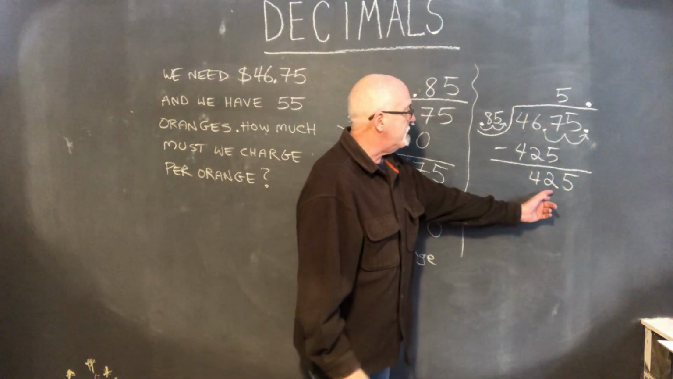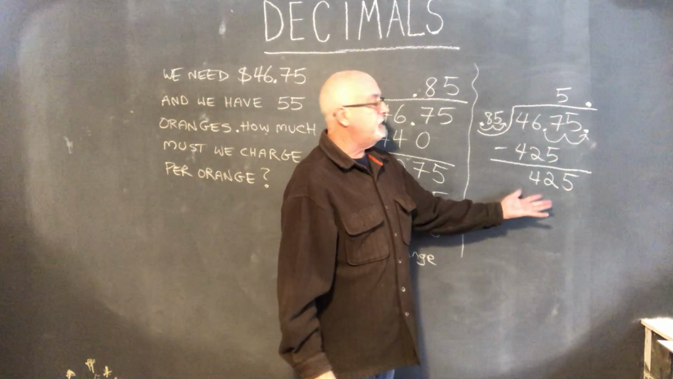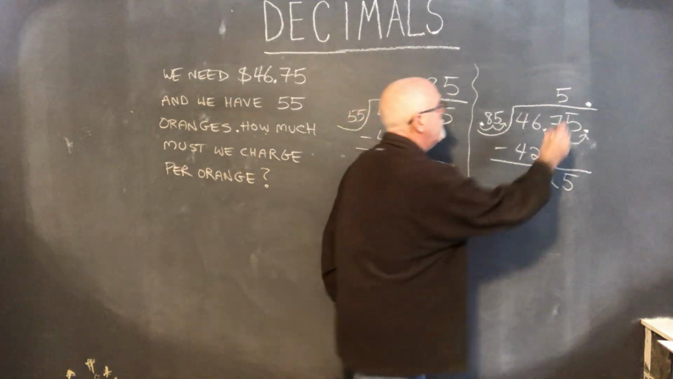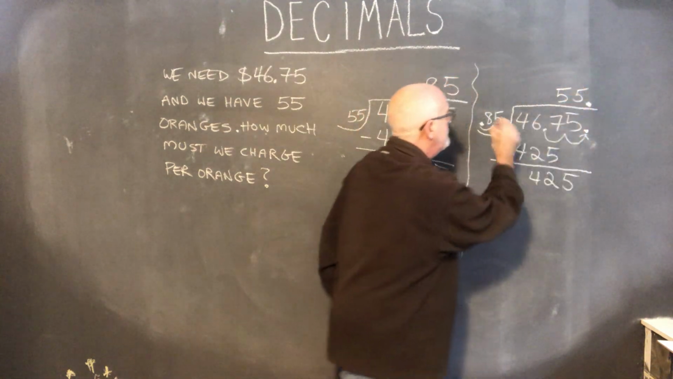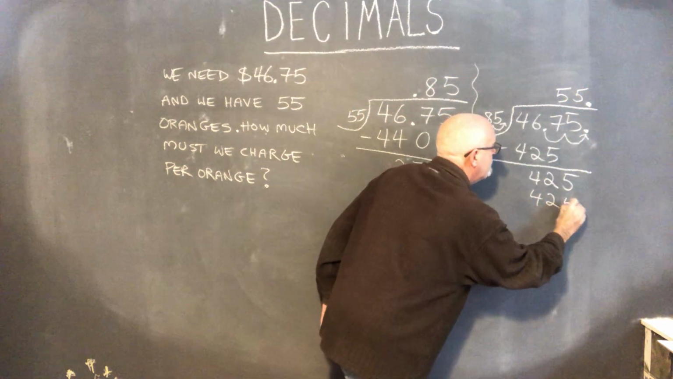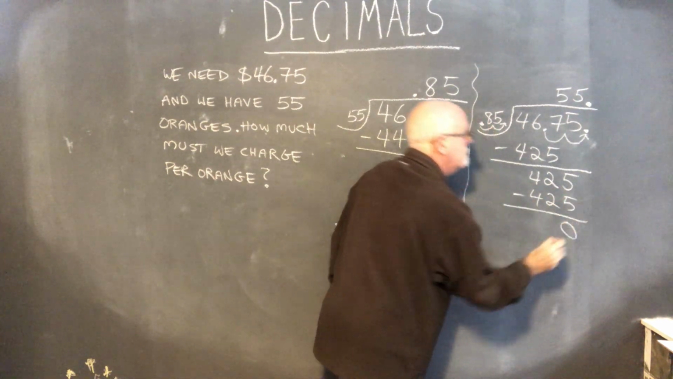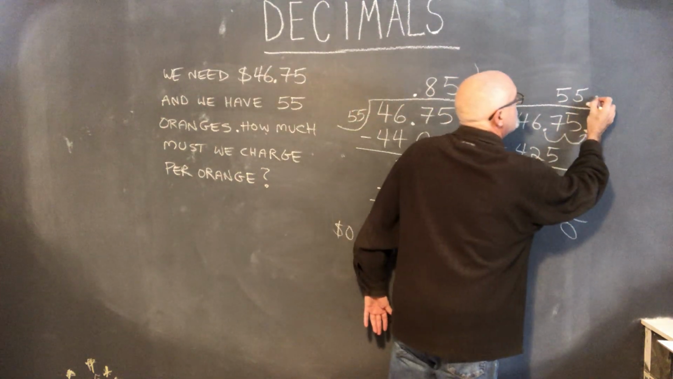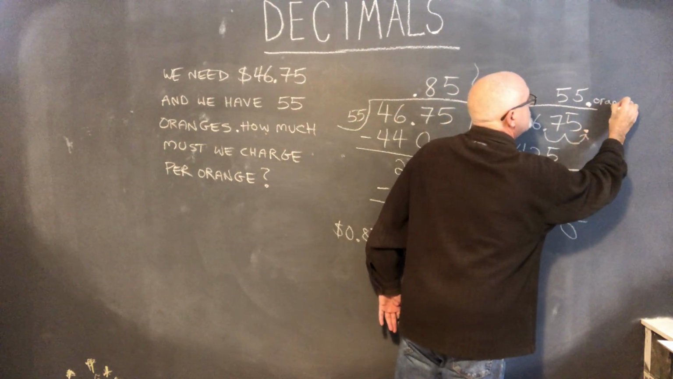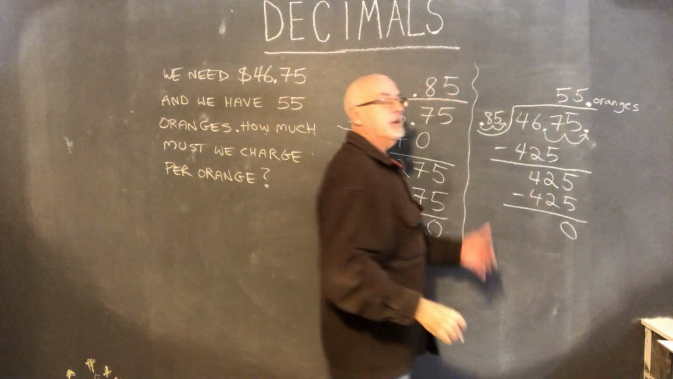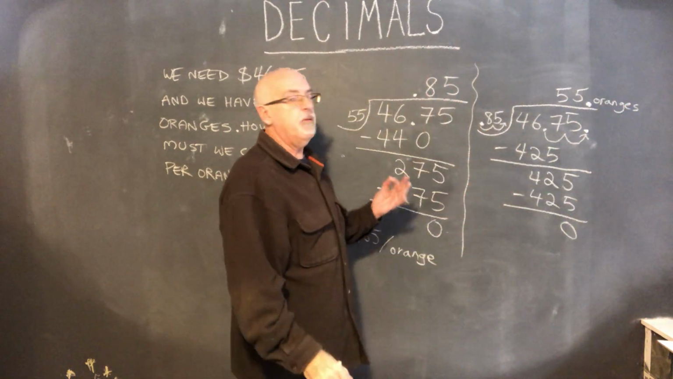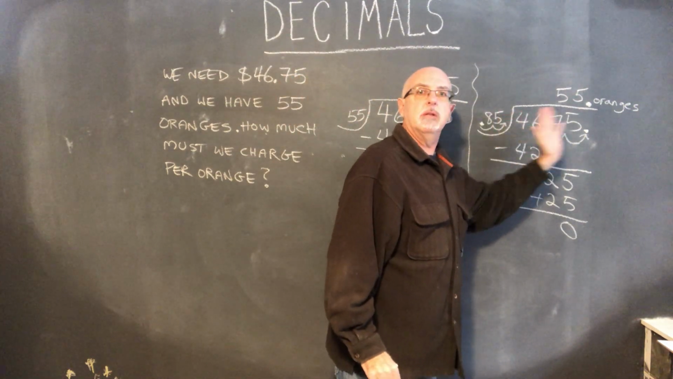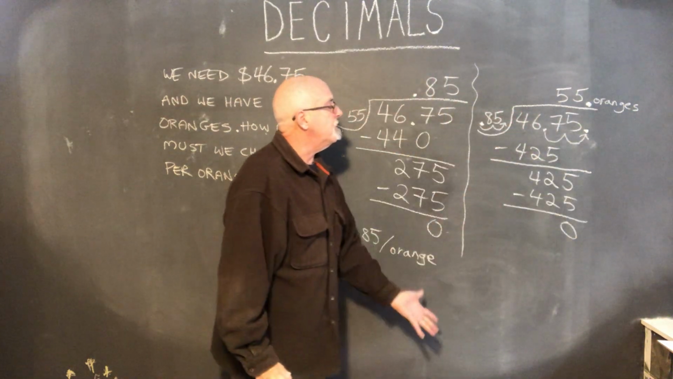Oh, this is convenient, because I just figured out that 5 times 85 is 425, and all I have left here is 425. So that means I'm going to put another 5. 5 times 85, 425. Subtract, I get 0. I know I'm finished. And my answer is 55 oranges. And of course, I can write the decimal, or not. I can write 55.0 oranges if I really want, but I didn't need to show decimal digits to the right of that decimal, not with this question.